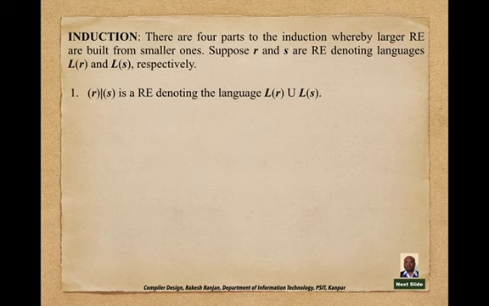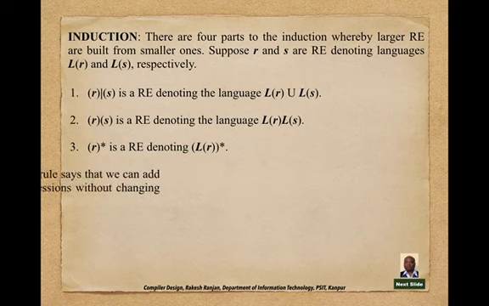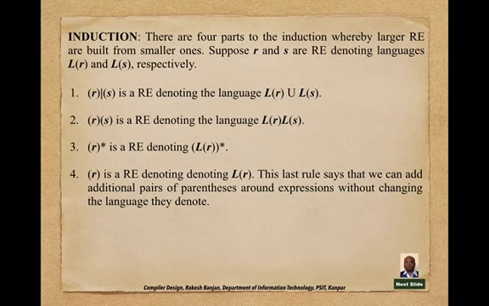Induction. There are four parts of the induction whereby larger regular expressions are built from smaller ones. Let r and s be regular expressions denoting L(r) and L(s) respectively. First, (r)|(s) is a regular expression denoting L(r) union L(s). Second, (r)(s) is a regular expression denoting L(r) dot L(s). Third, (r) asterisk is a regular expression denoting (L(r)) asterisk, that is, the language r repeated any number of times. Fourth, (r) is a regular expression denoting L(r).